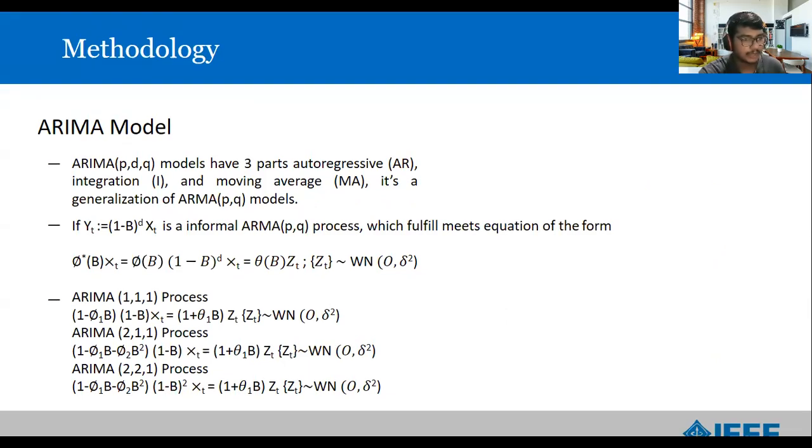Now the methodology. ARIMA models have three parts: autoregressive, integration, and moving average. It's a generalization of ARMA, like p, q models. D is a non-negative integer, so X_t is an ARIMA(p, d, q) process. p, d, q signify the autoregressive order, the differencing order, and the moving average order. Those orders are shown in the slide.